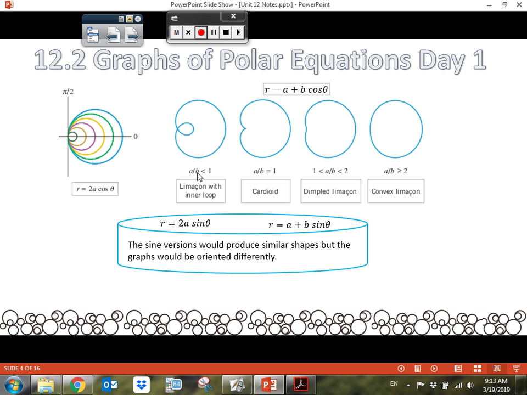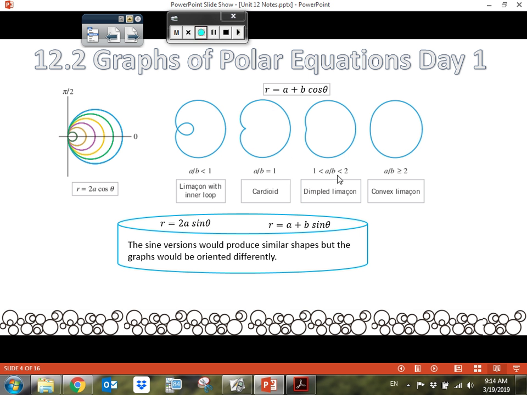If you were to divide those and you got a number less than 1, then it would create this little guy with the inner loop, the limacon with an inner loop in it. That's what it would create. You would know before you ever graphed what you would be graphing. Here, if you were to divide these numbers, a and b, and get 1, it would create a cardioid that basically just comes to a point. It doesn't loop inside like this one. It just comes to a point and then goes back out.